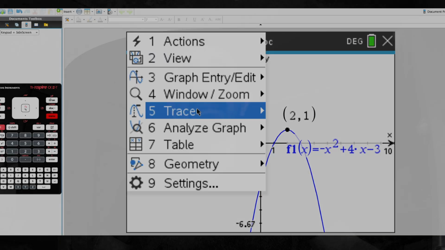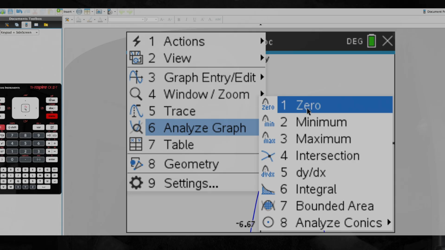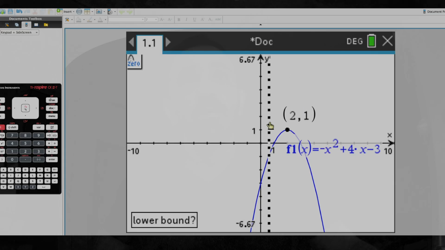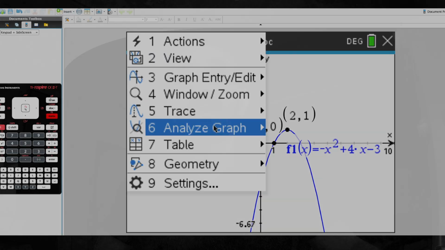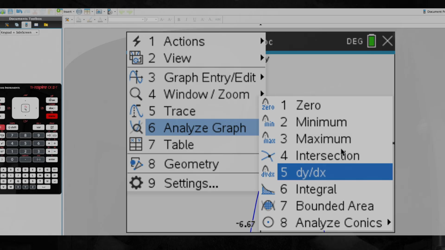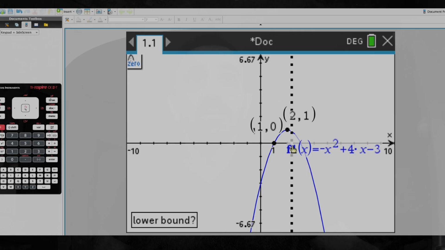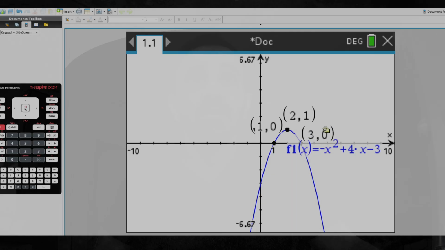Can I find the x-intercepts? Why not? One more time. Analyze graph, zero. It's (1, 0), exactly what we found earlier. Can I go and find the other coordinates of the x-intercept? Again, why not? Menu, analyze graph, and zero. Here we go. This is the other x-intercept. And as you can see here, also y equals minus 3 is the y-intercept.